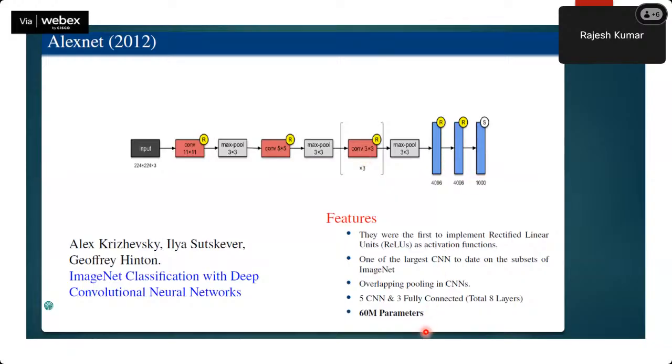You can see the parameters, 60 million parameters they have used to train it. And they have used ReLU functions here. So this was the first time they used the ReLU function. And S means the softmax.